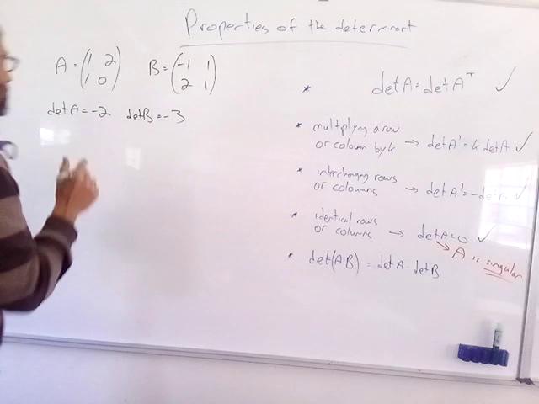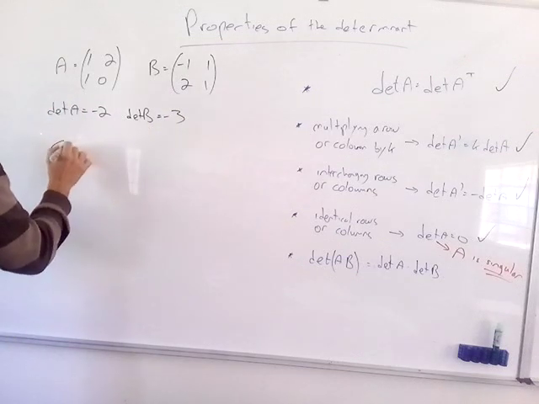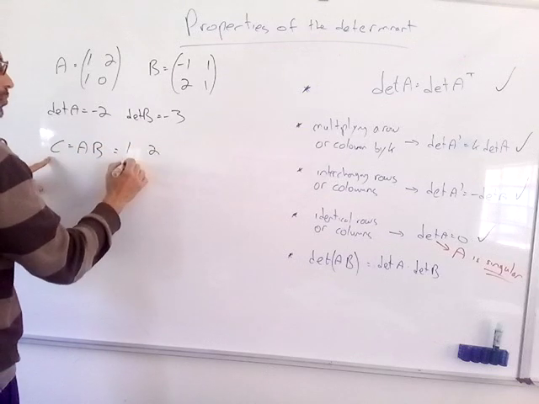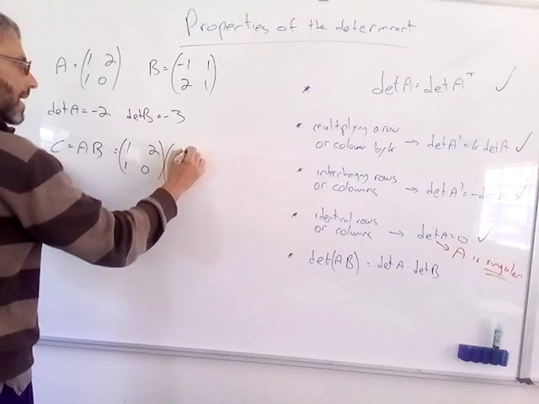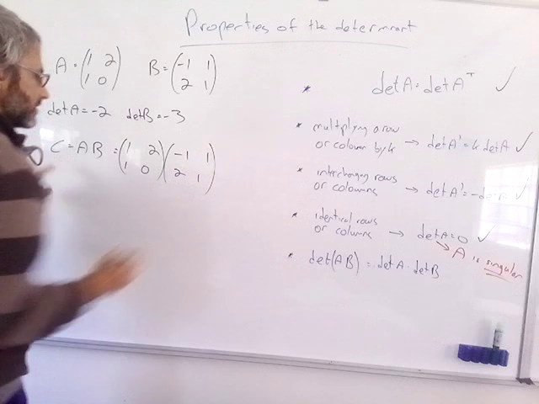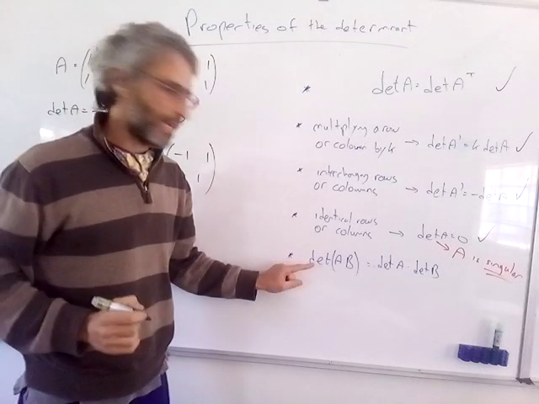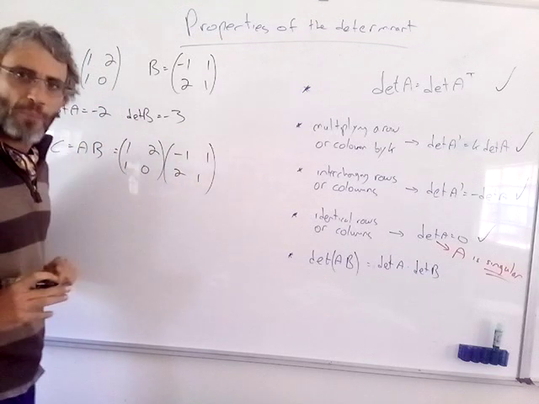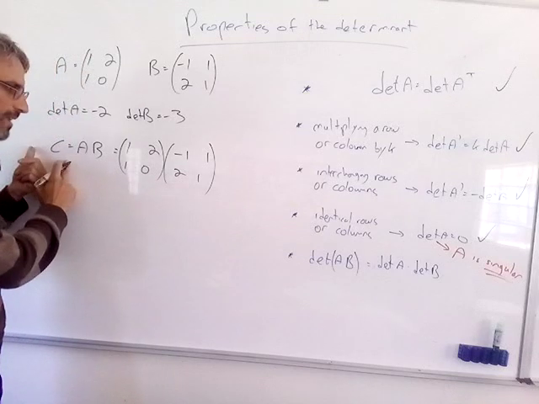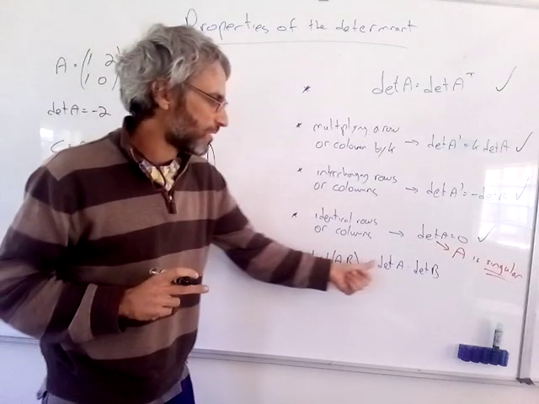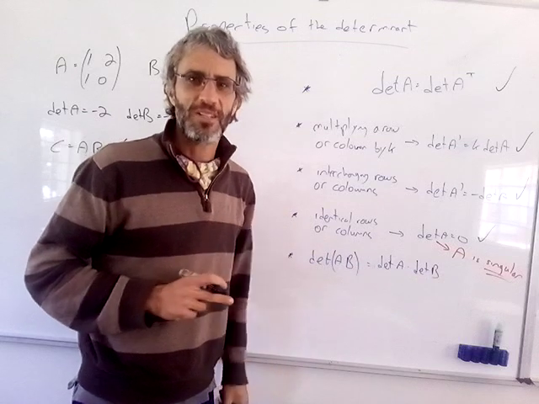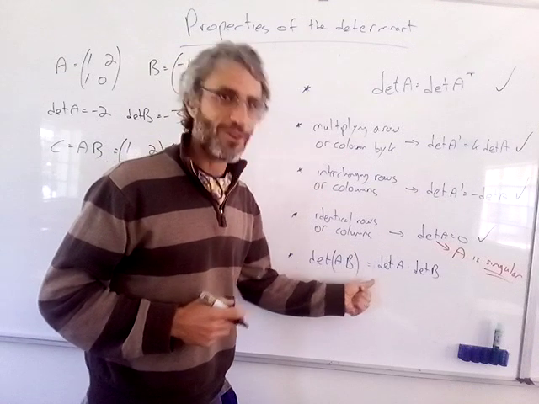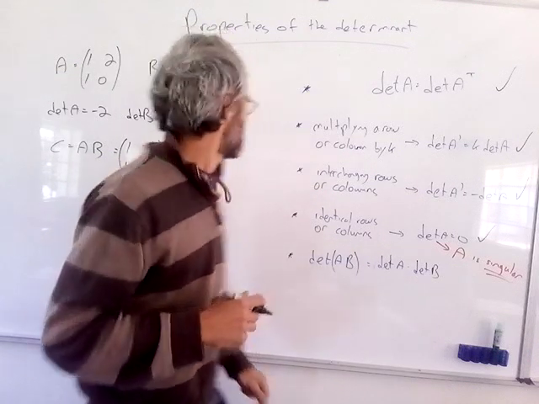Okay? Now the next step, let's say C is A times B. In other words, the matrix C is 1, 2, 1, 0 times -1, 1, 2, 1. That's matrix C. What does the property tell us? It tells us that if you want to know the determinant of a product of 2 matrices, the determinant of C in this case is simply the determinant of A times the determinant of B. In words, the determinant of a product of matrices is the product of the determinants of the matrices. Hopefully you got that, okay?